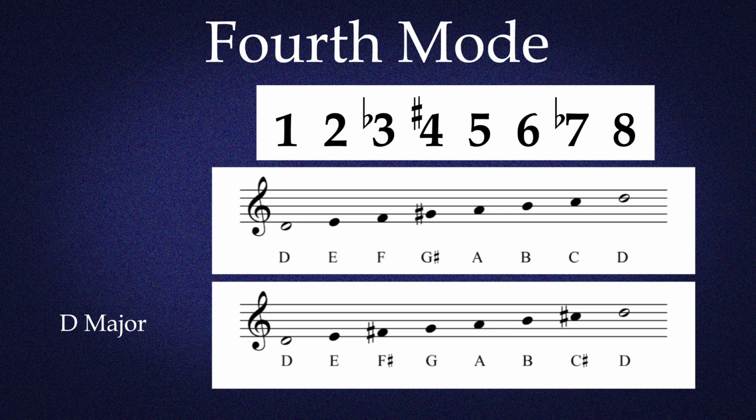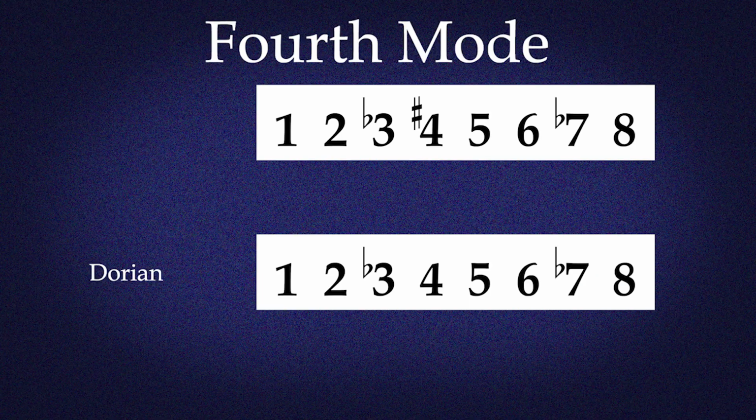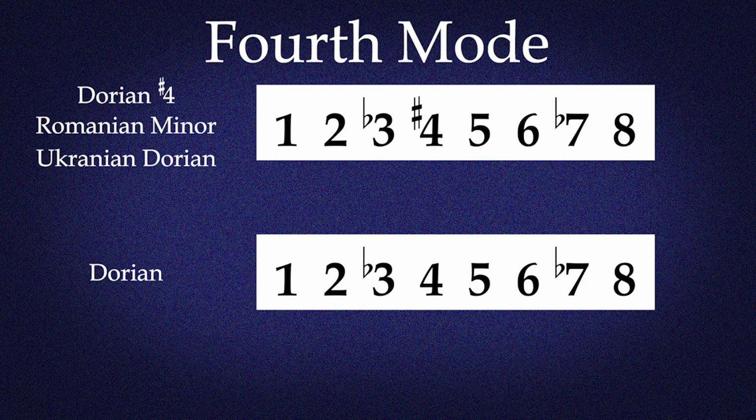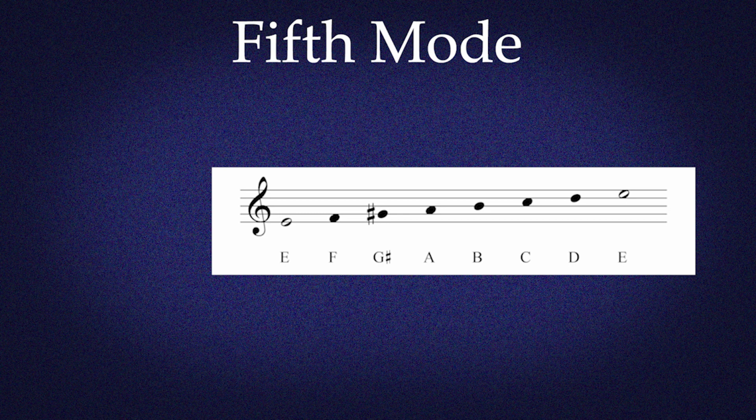This is most like Dorian, with a flat 3 and a flat 7, but it also has a raised fourth. It is sometimes called Dorian sharp 4, but is usually called the Romanian minor scale or the Ukrainian Dorian scale. As these two names imply, it is found in traditional music from Eastern Europe and has a very distinctive sound well worth checking out.